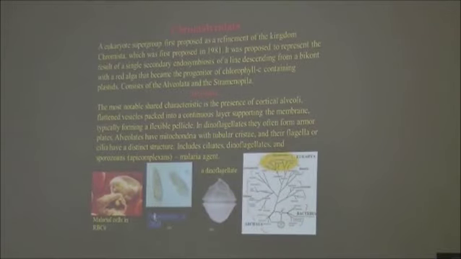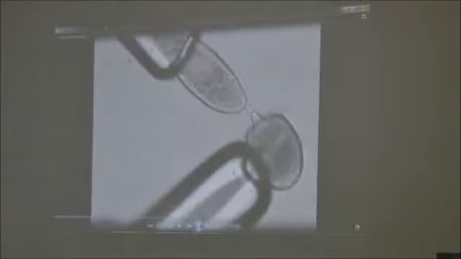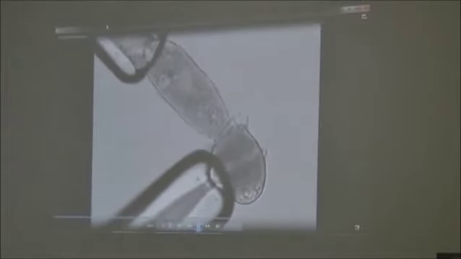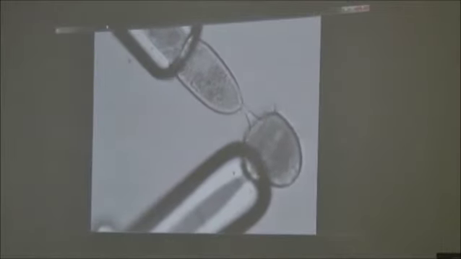And here are two ciliates. One is Paramecium and the other is Didymium, and the Didymium is eating the larger Paramecium.